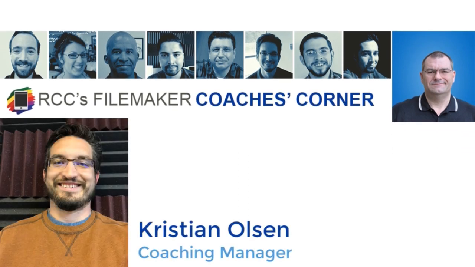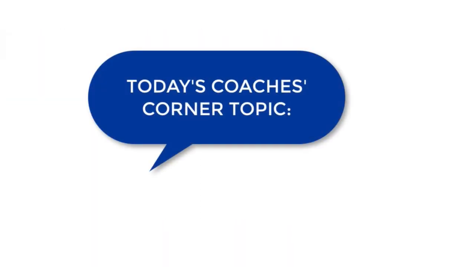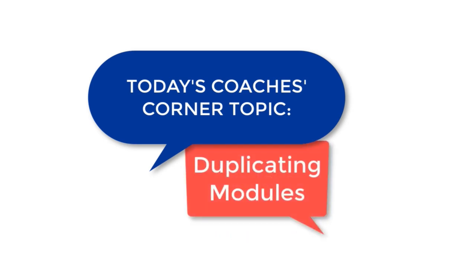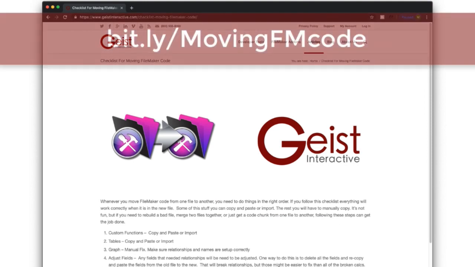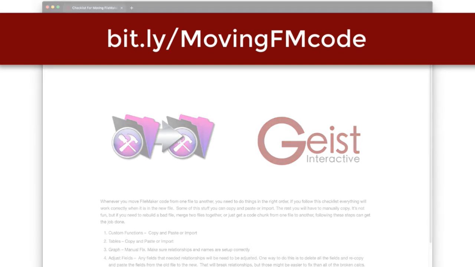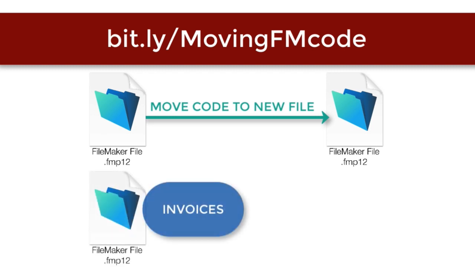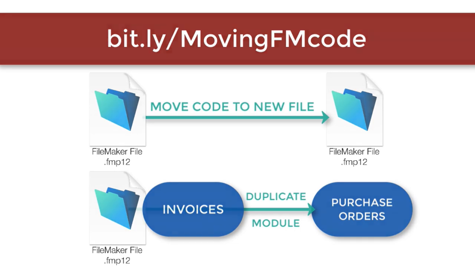My name is Kristian Olsen, the manager for the coaching department here at RCC. Today's meeting, we're going to be going over how to move FileMaker code. And I need to give a shout out to Todd Geist of Geist Interactive, who has a checklist on the internet, and we'll provide a link so that you can get to this. It walks you through the various steps of moving code, either from one solution to another or duplicating the existing modules you have, and the order that you want to go in to save you the maximum amount of time. That is, so that you can do it in the least amount of time, fixing the least amount of things.